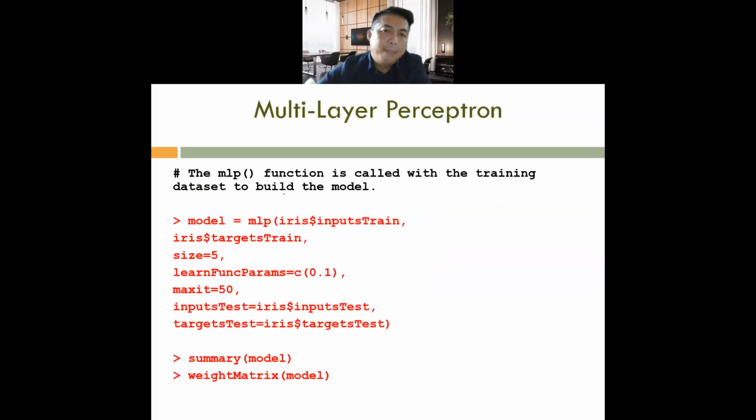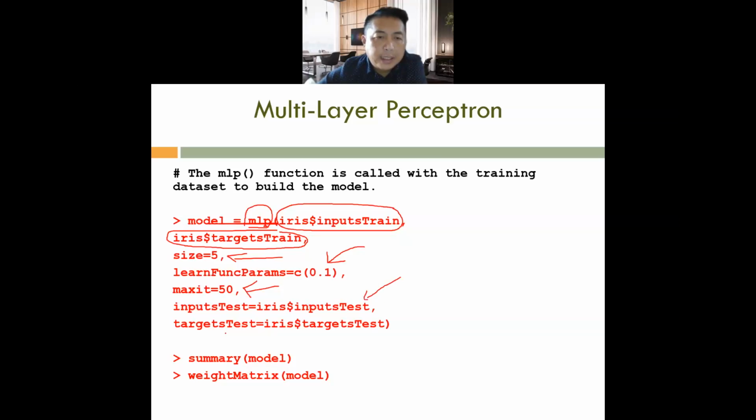Okay. So the MLP function can be called with the training dataset to build the model. We use this term MLP, and we have the input training here, and also the target training here, and the size of your hidden layer will be 5. Your learn function parameter 0.1, I think this is the learning rate. This is the maximum number of iterations. This is your input test, and then this is your target test. So basically we have the train and also the test.